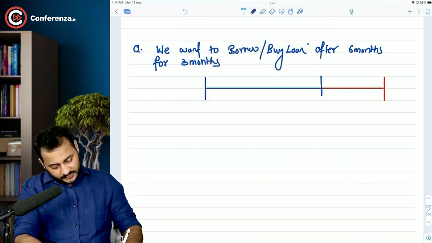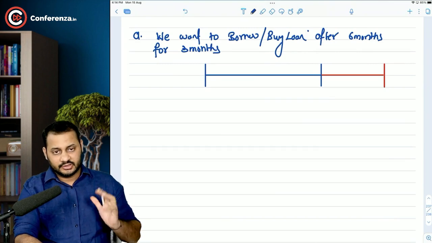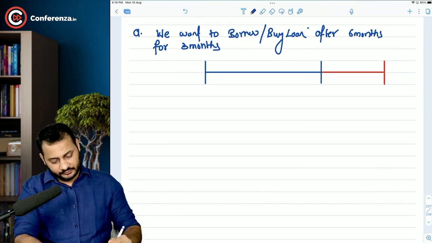So this is a 6 months period, first 6 months and then 3 months. Okay.